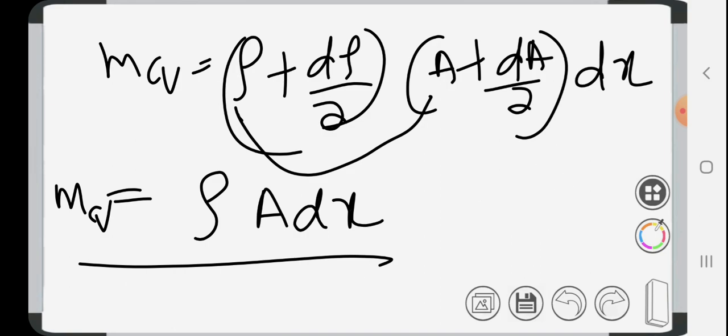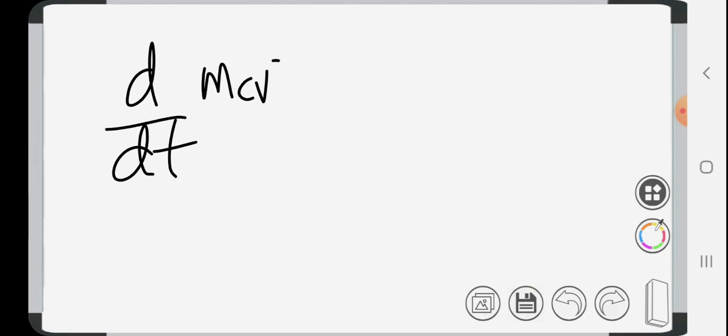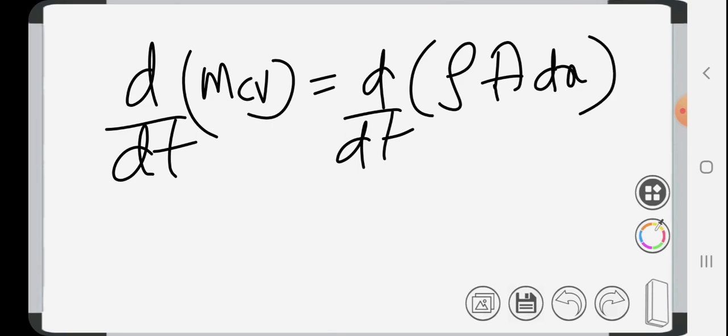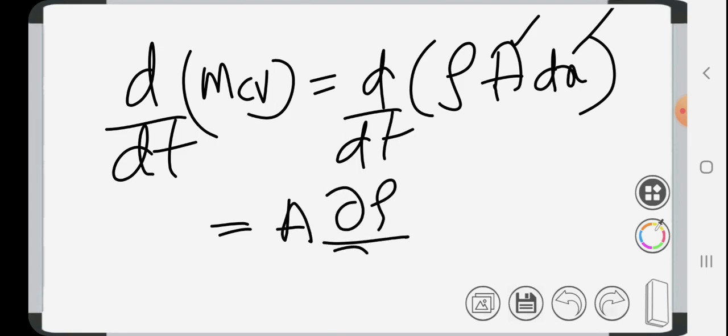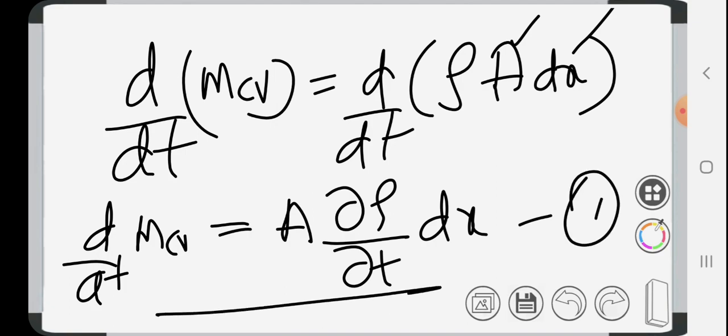Equation number 1: d by dt of mcv will be d by dt of rho A dx, right? Since area and dx are constants, they won't change with time. So only density changes with time. So A dou rho by dou t dx. So d by dt of mcv will be A dou rho by dou t dx. Let this be equation 1. Okay, keep this equation as 1.